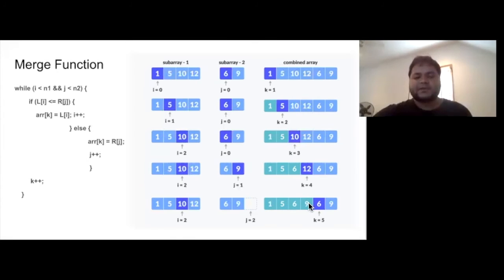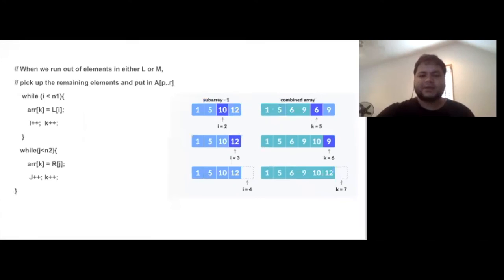There's a problem here. We are at the second index of subarray 2, but we are not finished with subarray 1 yet. What will happen? Which element of subarray 1 will be compared with subarray 2, since we are done with subarray 2? So that is a problem here. How to solve that problem? Let's see what happens.